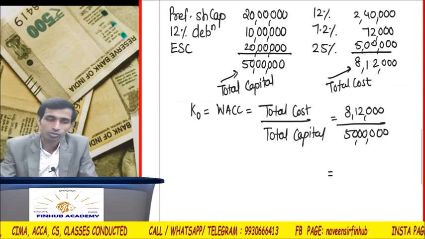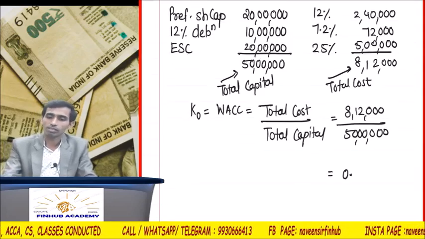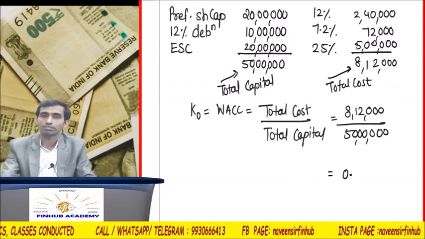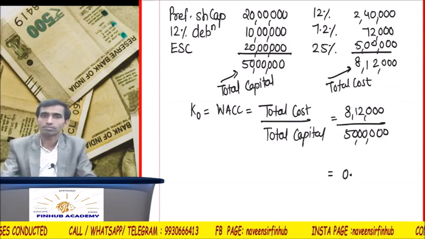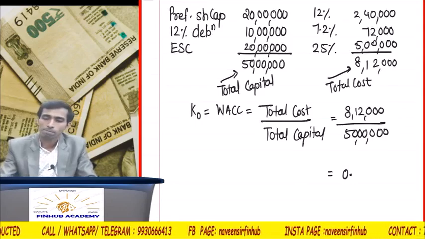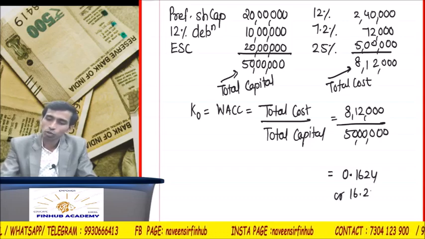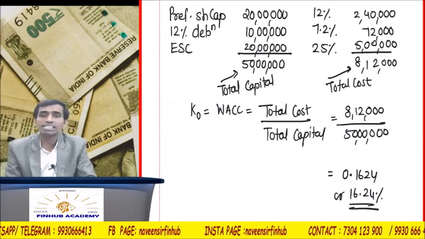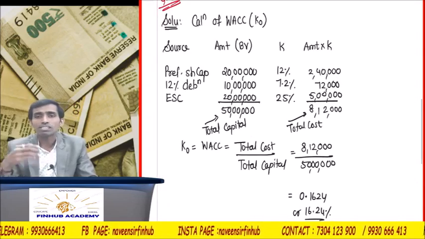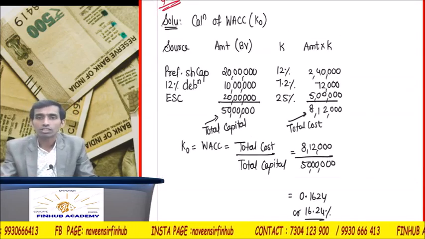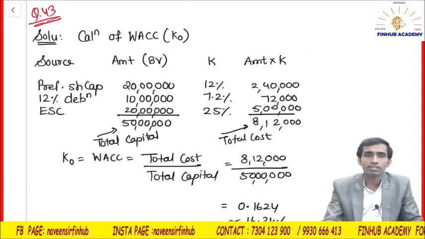Is equal to 16.24%. Please copy. Easy. Everybody understood? We are just calculating the weighted average. Okay, please copy.